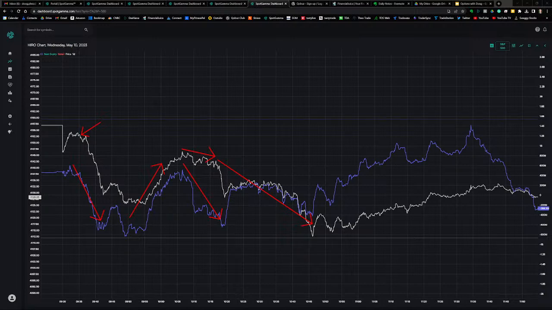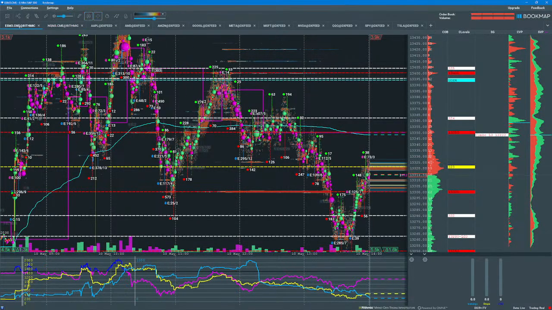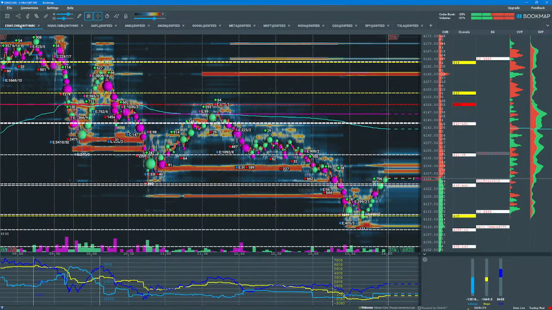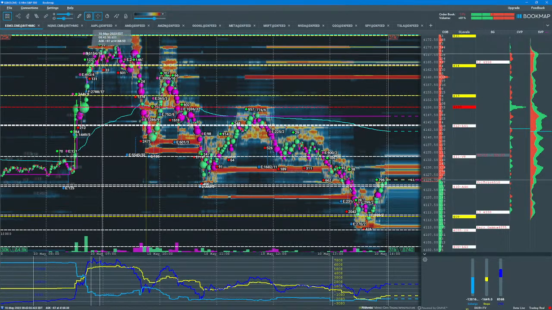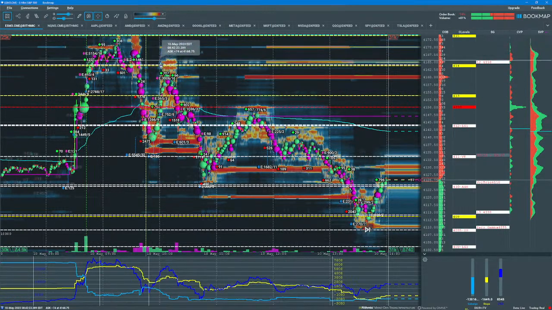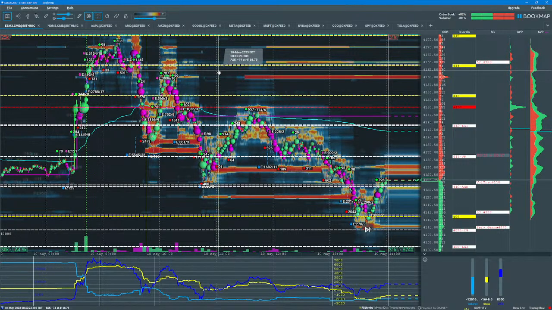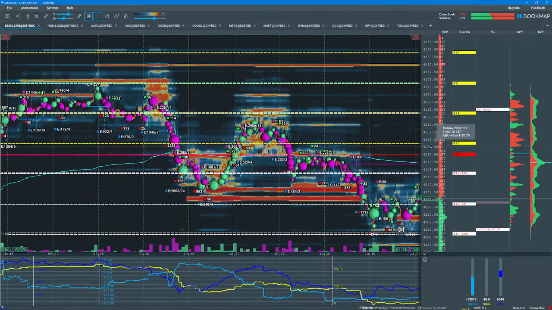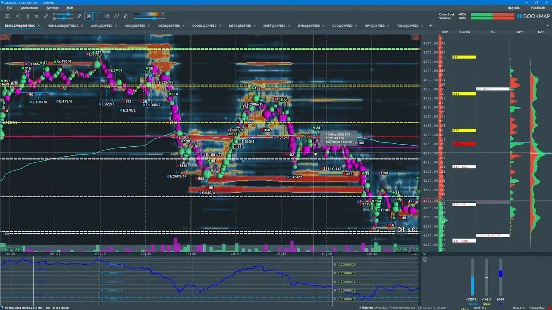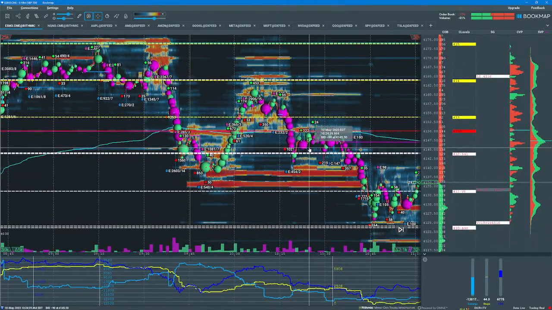So let's go take a look at the S&P 500 in Bookmap. I just want to go over this, and then we'll take a look at what's going on now. So this is a review of the morning session, the setups.